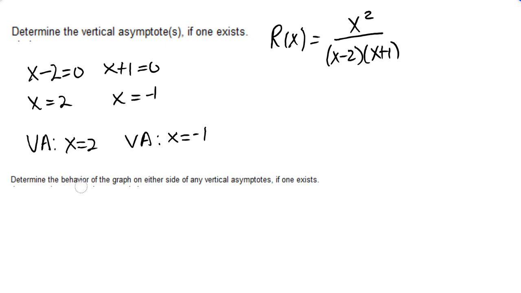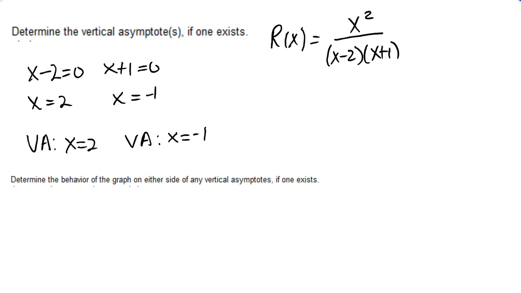Now we want to determine the behavior of the graph on either side of the vertical asymptote. What we mean by that is we want to know if the y value is approaching infinity or negative infinity on either side of that vertical asymptote. Because the definition of a vertical asymptote says that x is going to approach that number and either the y will approach infinity or negative infinity. And we need to know what's happening.